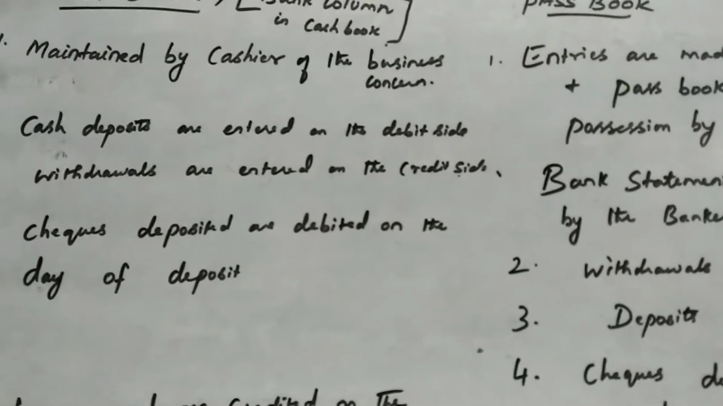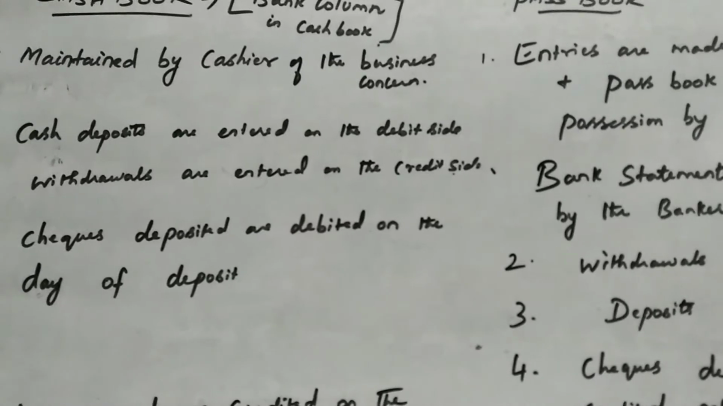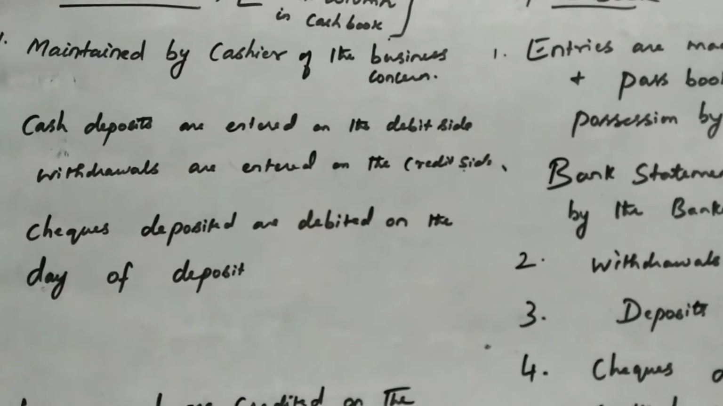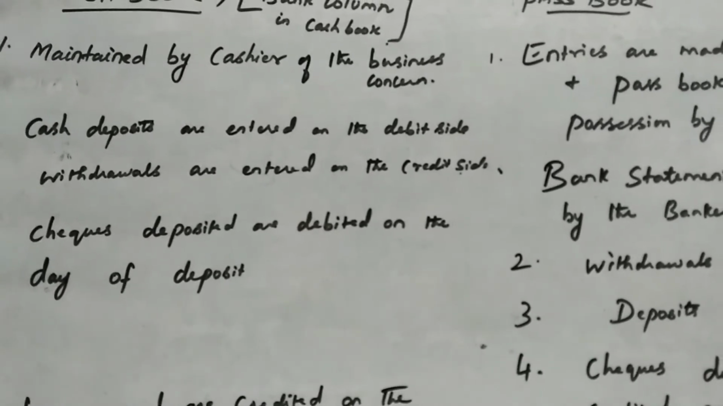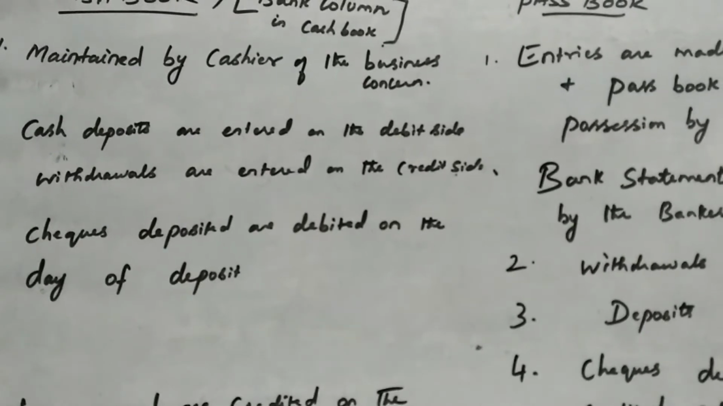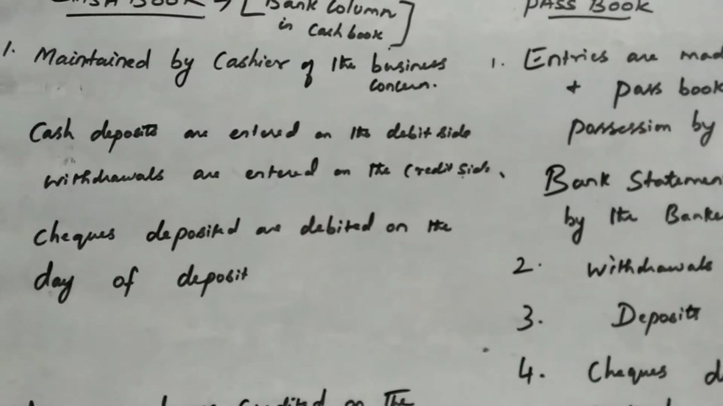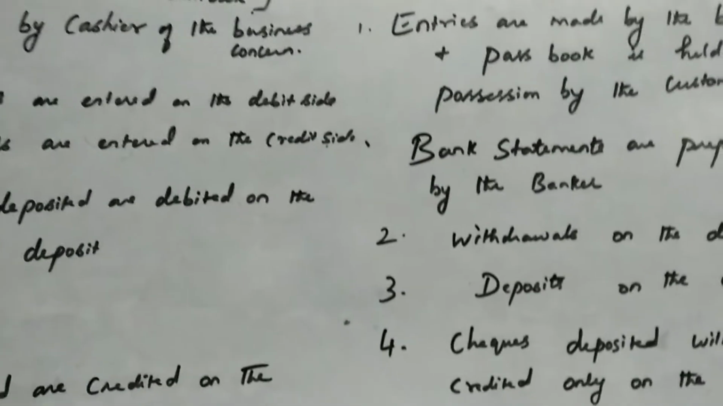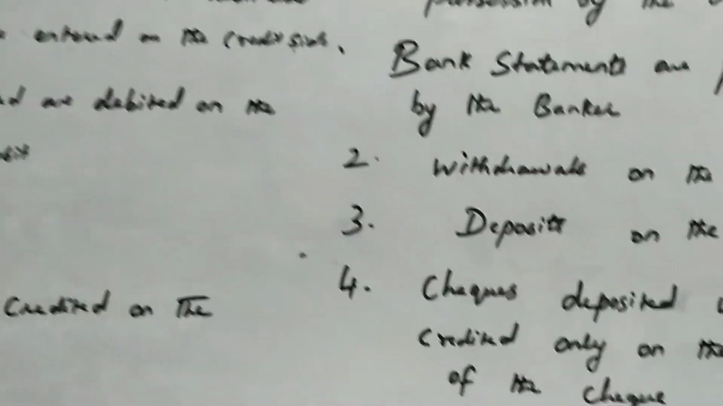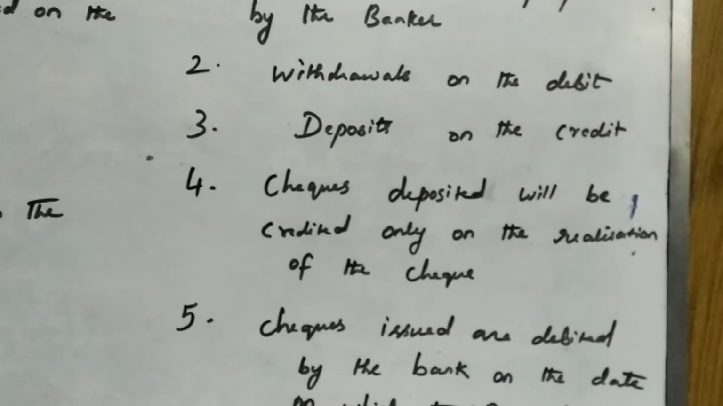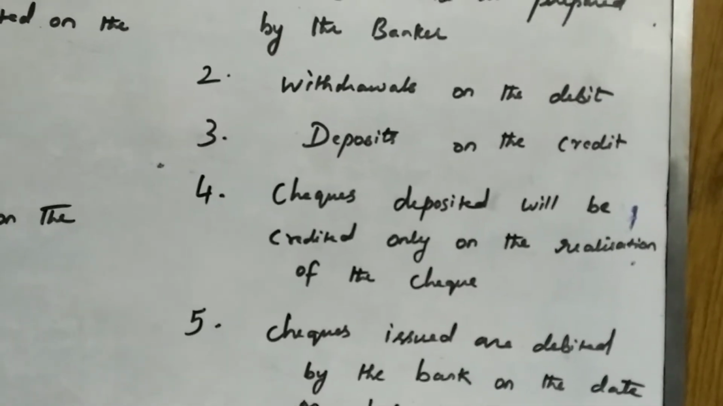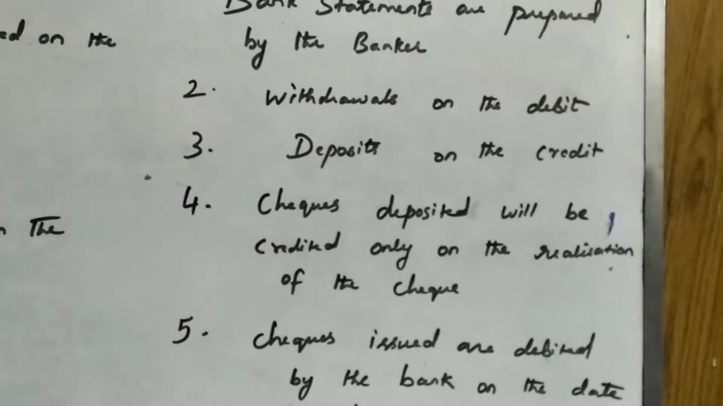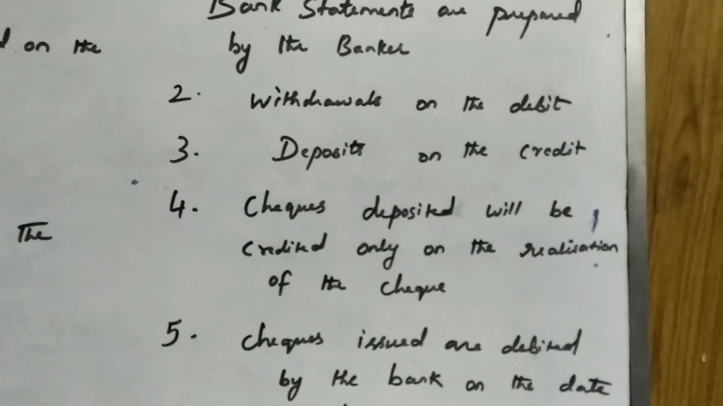Right. So now I am taking the check with me and I am just depositing the check in my bank. And it will take time for the amount to get realized. It will take 1 or 2 days time. Right. So but I have already recorded in my cash book. But in my passbook, checks deposited will be credited only on the realization of the check. The check has to be realized and the date of realization will be recorded in the passbook.